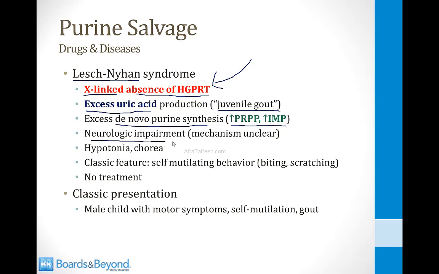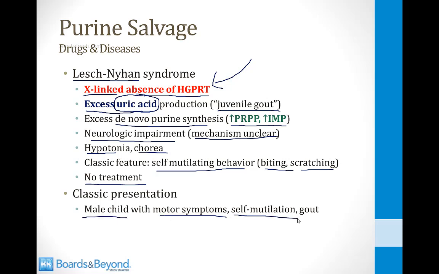There's also a neurologic impairment that goes along with this disease. The mechanism is unclear. It's hypothesized that the high levels of uric acid lead to the neuro impairment, but this has never been shown with certainty. The symptoms of the neuro involvement are hypotonia and chorea, which is a movement disorder. Another classic feature of the neuro impairment is self-mutilating behavior. These children often bite themselves or scratch themselves, and there is no treatment. So the classic presentation of Lesch-Nyhan syndrome is a male child, because it's X-linked, who has motor symptoms and self-mutilation and gout. And they will often ask you about the absence of the HGPRT enzyme or the high levels of purine synthesis via the de novo pathway.